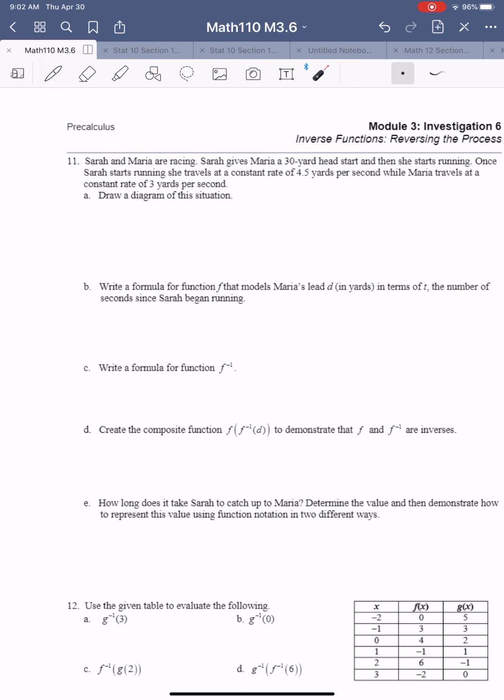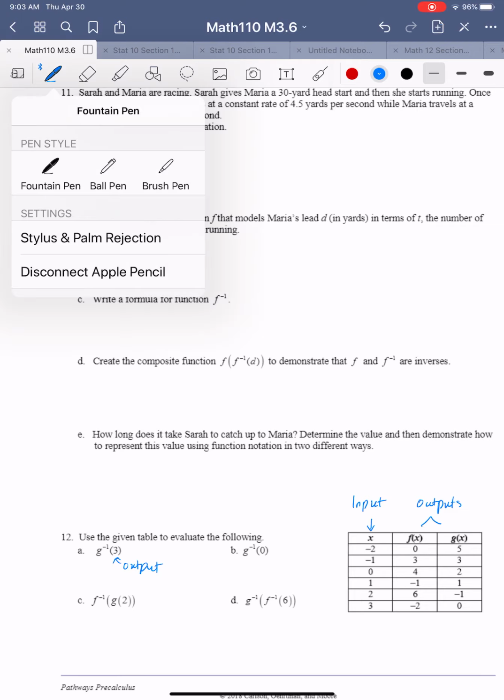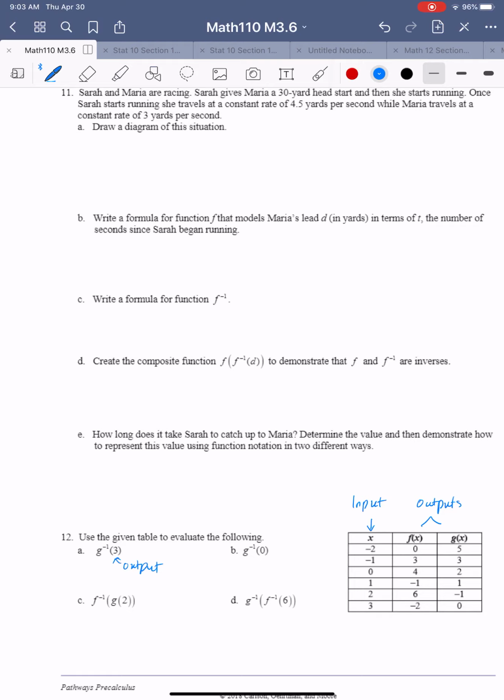All right, let's look at number 12. So you got to be careful to find it. Okay, so in the table, this is the input and these two are the outputs. Okay, so you need to know what the number represents. So 3 represents the output because there's an inverse function notation. So because it's the output, we have to find the 3 in the output in G. So 3 is right here. So what is the input? Input must be negative 1. So this is equal to negative 1.